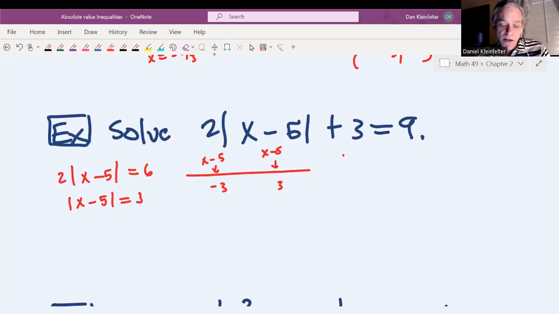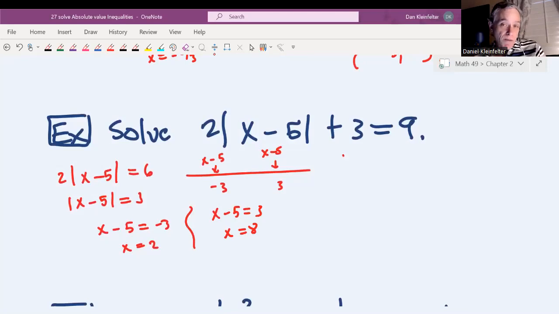This gives us two linear equations to solve. Either x minus 5 is -3, so that x is 2, or it could be that x minus 5 is +3, so that x is 8. So our two possible values here are going to be 2 and 8.